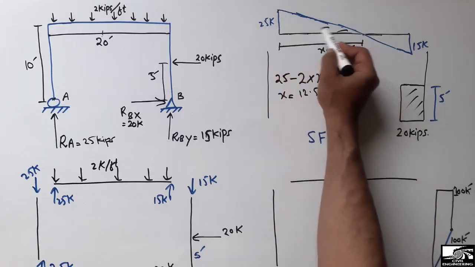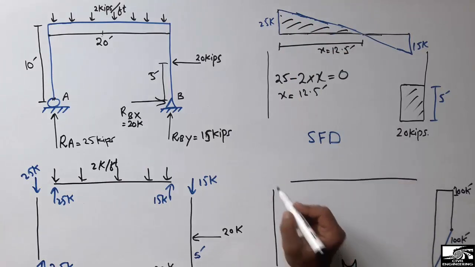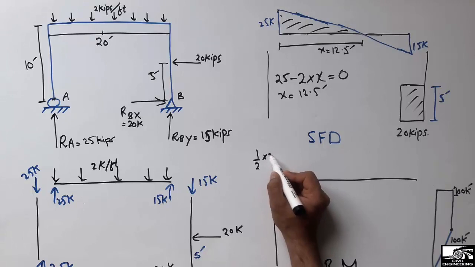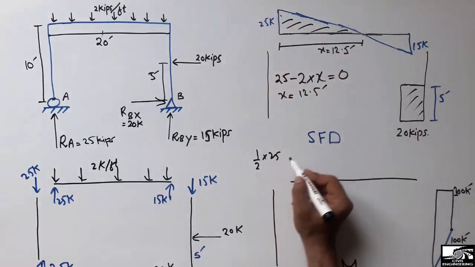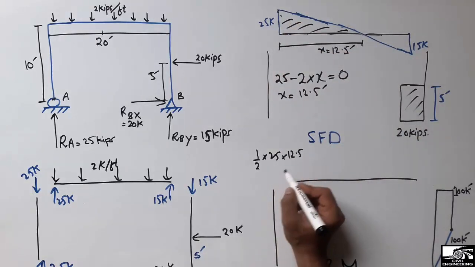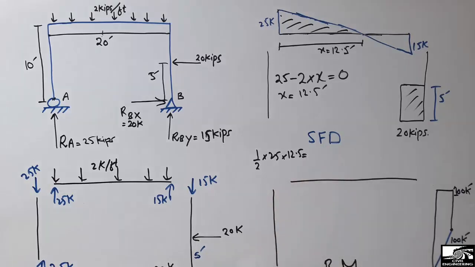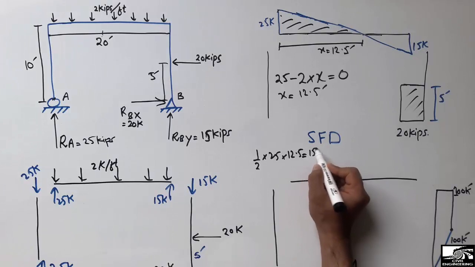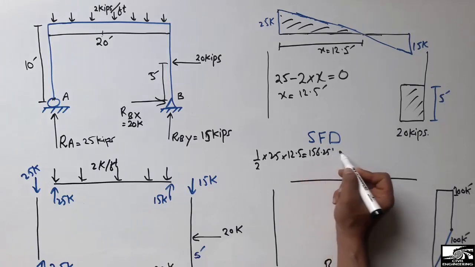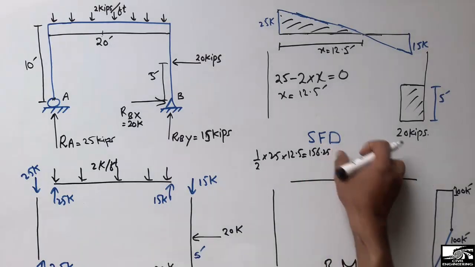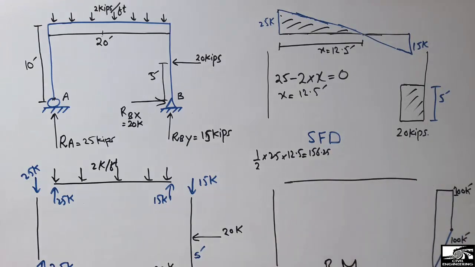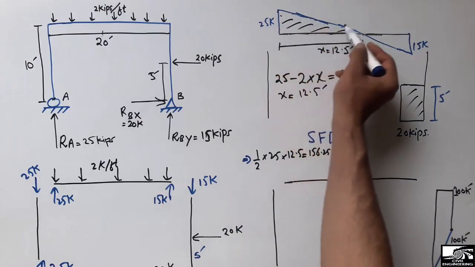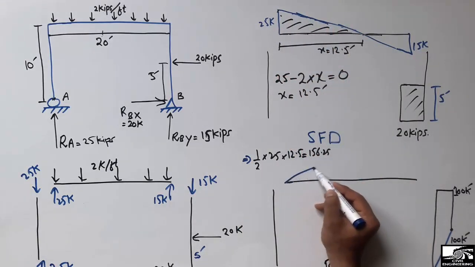So now I can find the area of this triangle. How can I find it? The area of a triangle is half times height times length, where the height is 25 and the length is 12.5. By calculating this value, it comes out to be 156.25. Right? So now I can draw the bending moment diagram easily for this beam, as I know the area of this triangle.